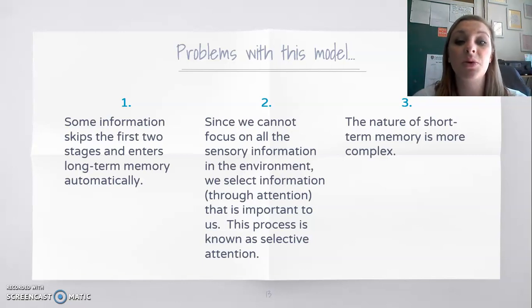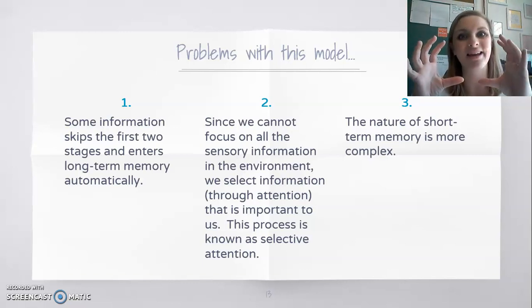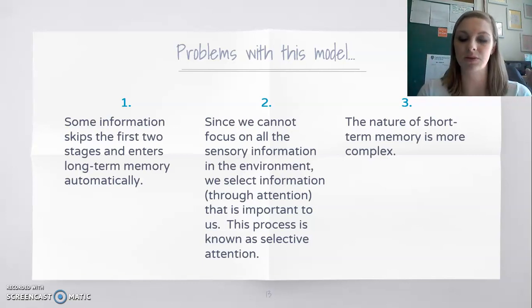Number two, since we cannot focus on all of our sensory information in the environment, we select information through attention. That is important. So we have selective attention, and it is important for us to have it, or our brain would be fried, right? We choose what to focus on. And then finally, three, the nature of our short-term memory is much more complex than just it sitting in that little area and waiting to go either to long-term memory or to be displaced.